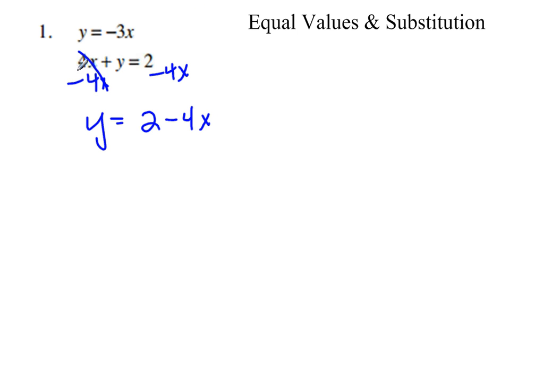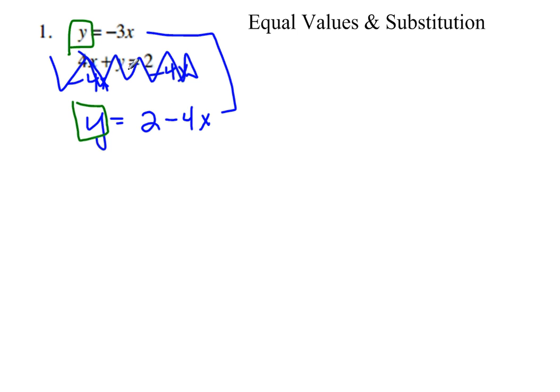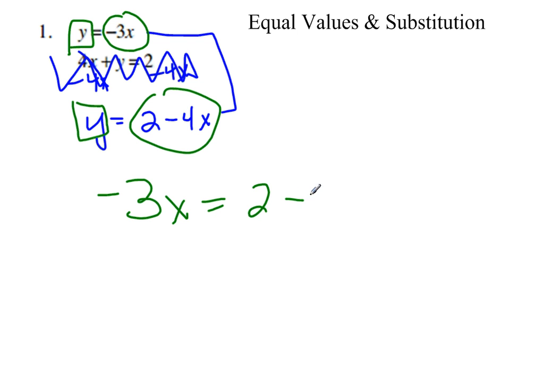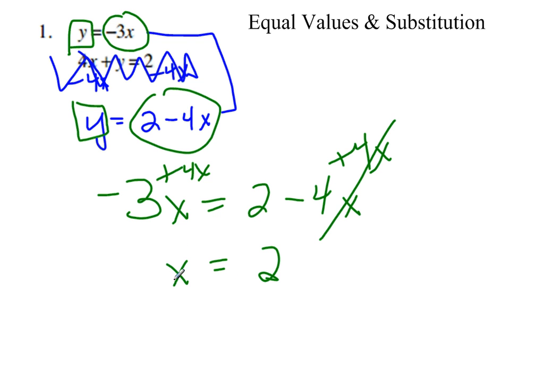Okay, and then kind of ignore all this, and just look at these two equations. Now they're both equal to y. There's my y, there's my y. Well, if they both equal the same thing, they must both equal each other. So you make this and this equal to each other: negative 3x equals 2 minus 4x. And then solve it from there. I'll go through this part kind of quickly. Plus 4x here, plus 4x, 2 equals 1x, which is just x. So x is 2.